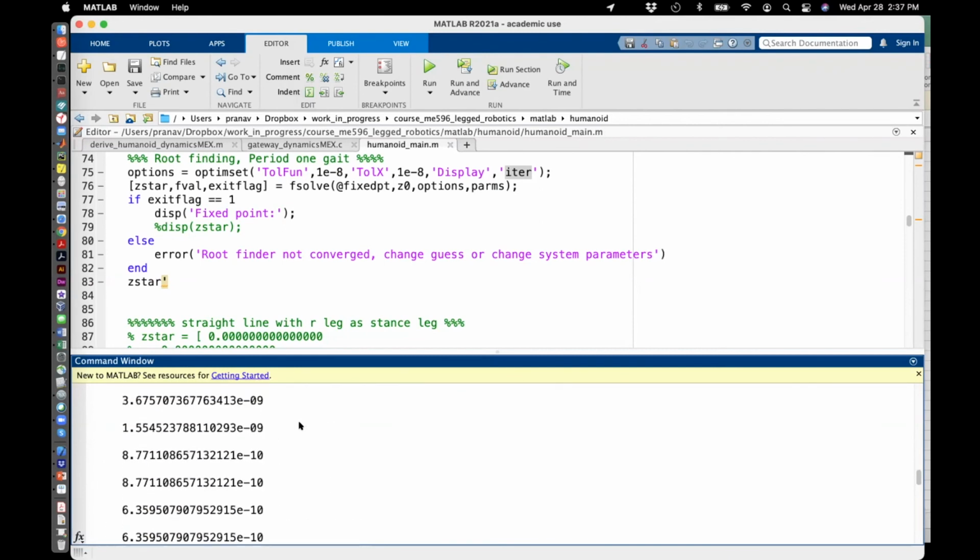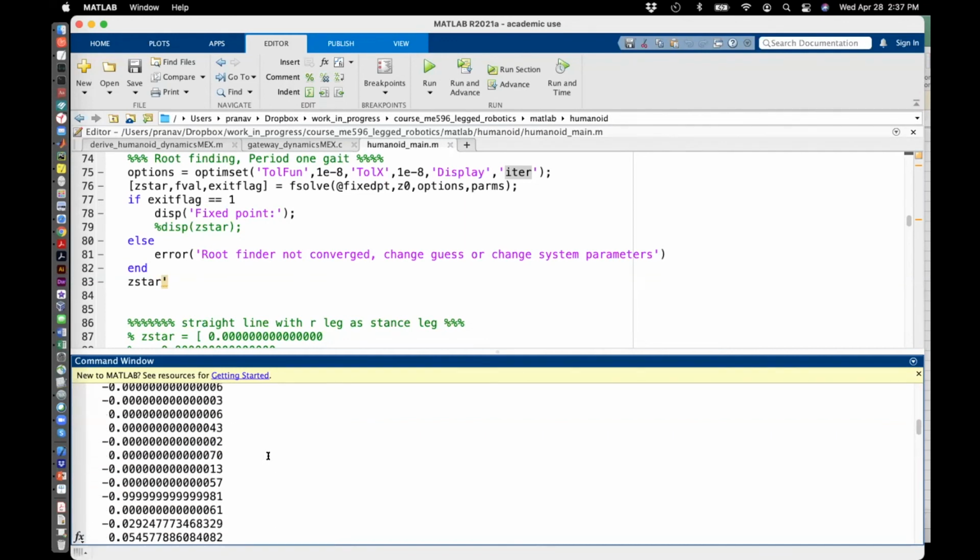These are the eigenvalues. You can see that almost all eigenvalues, except for the first 4, I think, are 0. So the first 4 are non-zero. They're close to 1, which means that if they're greater than 1, the system is unstable. In this case, the system is stable. And this is the fixed point.